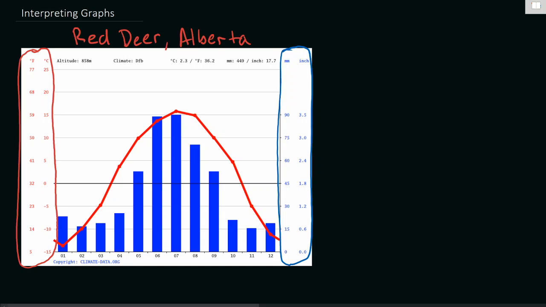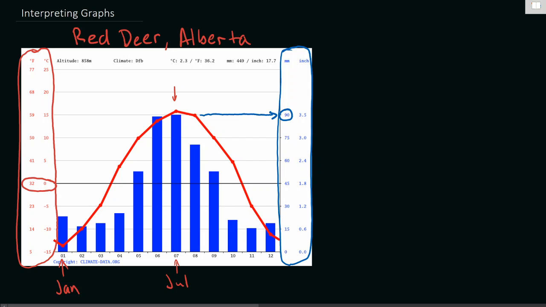There are various questions we could answer about this data. What is the warmest month in Red Deer? The warmest month is the peak of the graph, which is the 7th month, July. What is the coldest month? The lowest this graph goes is in the 1st month, January. So January is the coldest, July is the warmest. What month has the most precipitation? Also July. The peak of the precipitation graph is 90 millimeters in July.